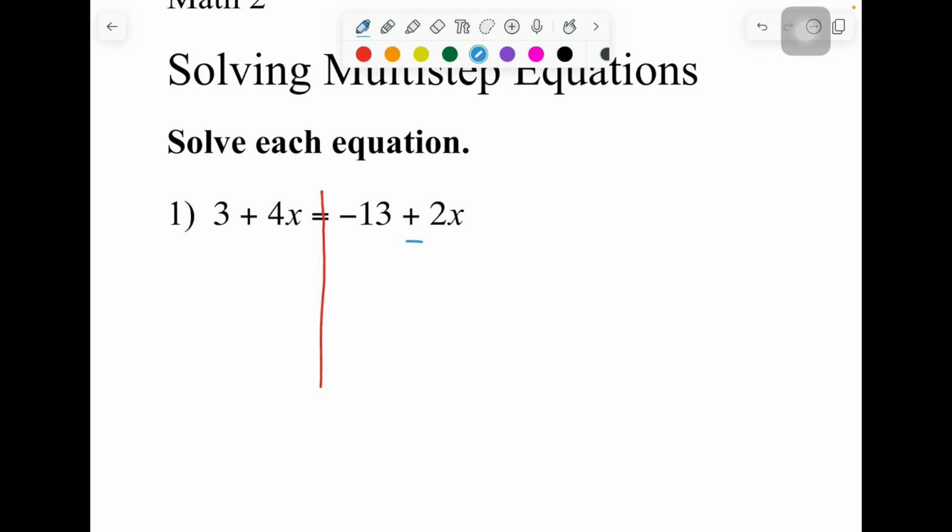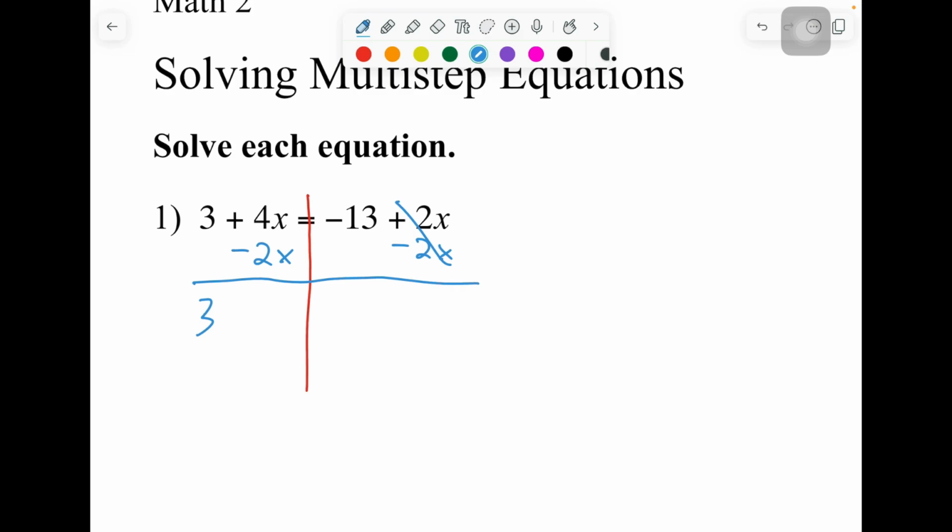So any x that I have over here, I'm going to bring over here. And remember, when I cross the equal sign, I have to do the opposite operation that I see. I want to get rid of the thing that I want to move. I want to get rid of it on one side. So by subtracting it, it becomes 0, right? But I have to do it on the other side. So over here, I have a 3, and then 4x minus 2x is a 2x. And it's still positive, so that's why I put a plus. And then over here, all I have left is negative 13.